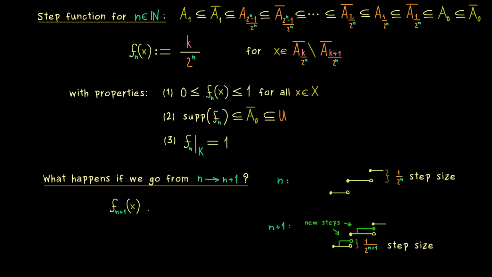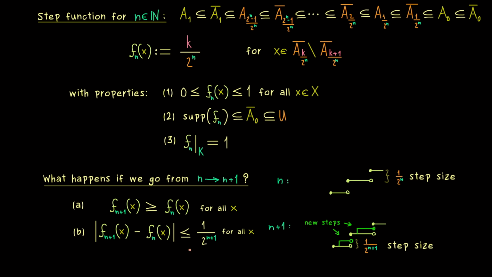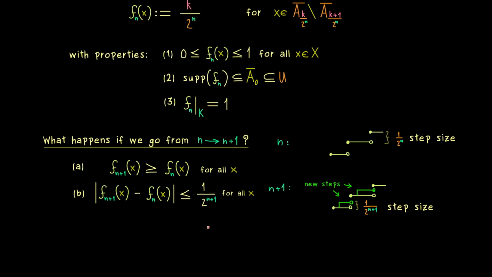So in summary, we get two important facts out here. First, we know the values are non-decreasing. So no matter which x we consider, fn plus 1 of x is always greater or equal than fn of x. And second, this maximal increase we could have is definitely bounded by the step size we have in the step n plus 1. And this is quite helpful because it's always a power of 2.